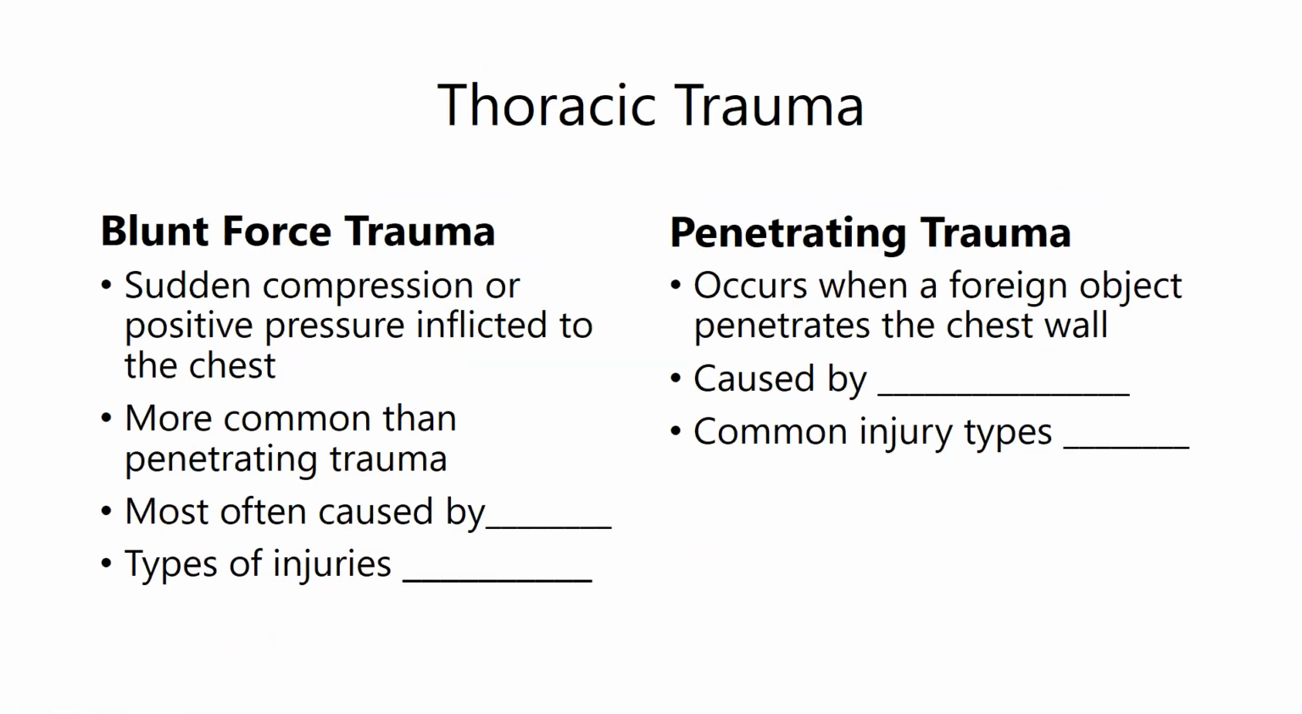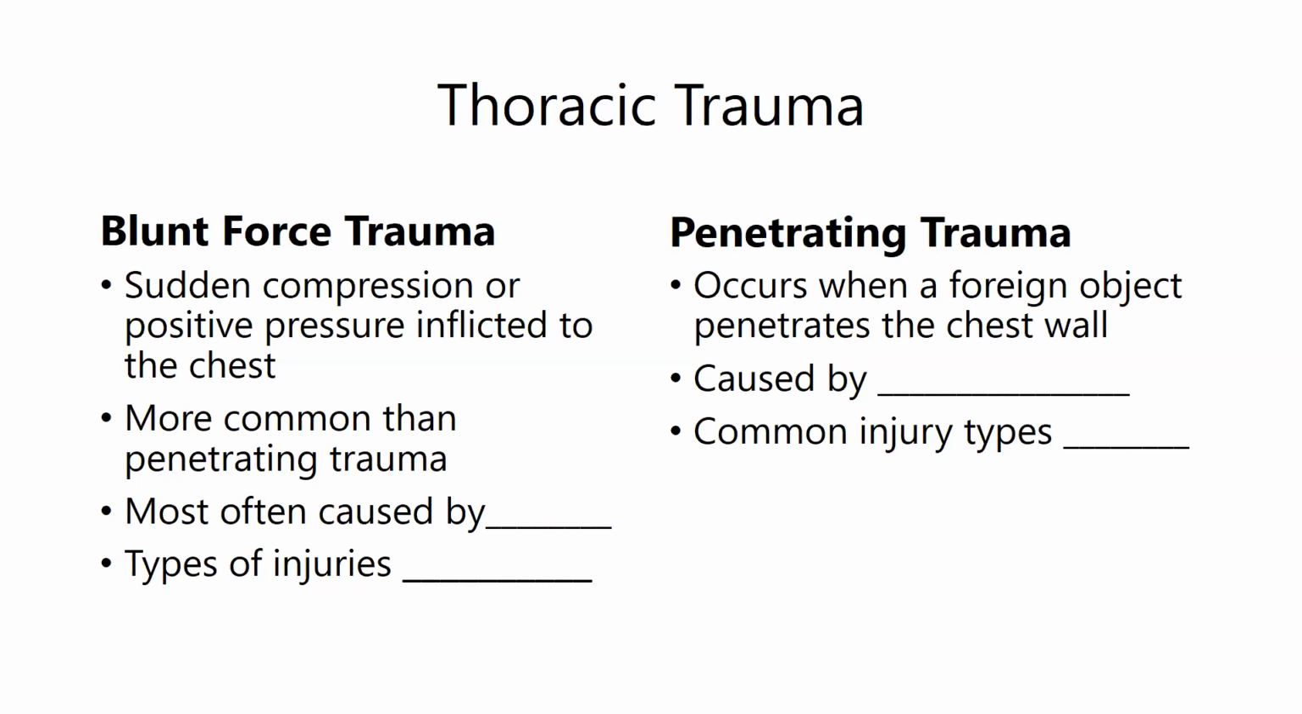So in thoracic trauma, blunt force trauma versus penetrating trauma. So the first picture was penetrating trauma. So blunt trauma, sudden compression or positive pressure inflicted upon the chest. So a bump from a steering wheel, motor vehicle accidents, a seatbelt pulled tightly against the chest, and even falls can be blunt force trauma. Other types of injuries to the chest, we have chest wall fractures, barotrauma causing ruptures, and injury to the pleura, lungs, heart, and great vessels that anatomically we just looked at.